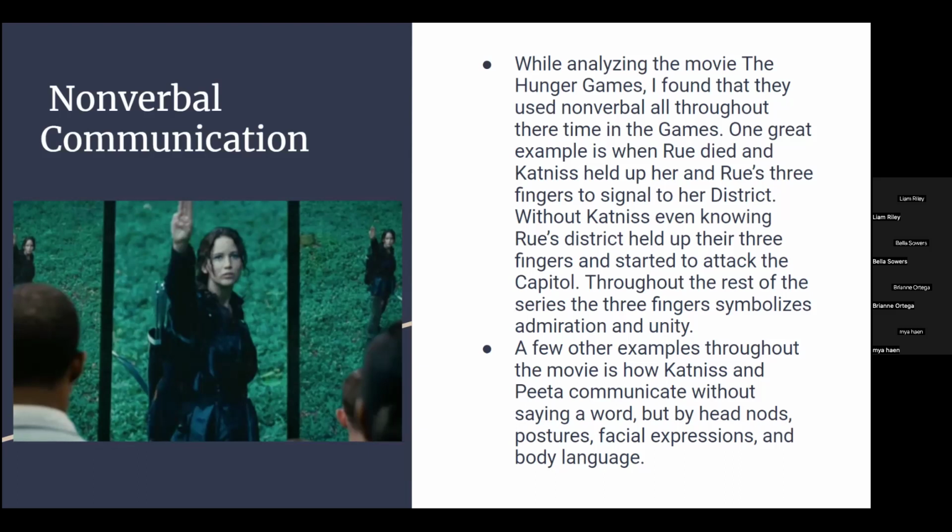Another big thing in the games itself was the communication that Peeta and Katniss had together without even saying words, but just by head nods, their postures, facial expressions, and their body language. It showed a lot throughout the movie, just because if they were to talk or be too loud, they could be found and killed. So nonverbal communication was the main source of communication throughout the whole entire movie.